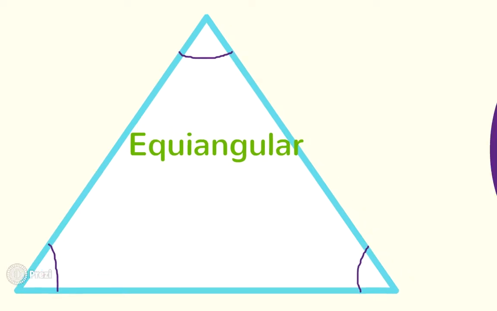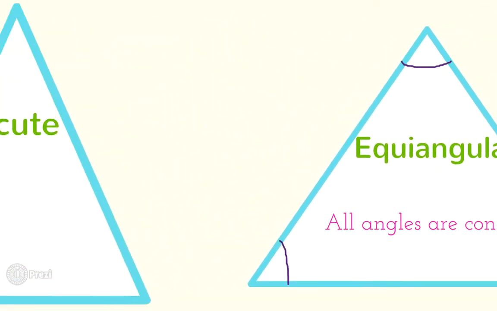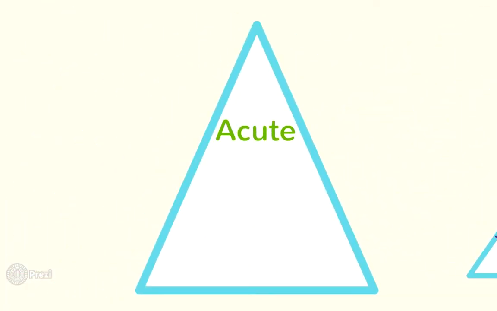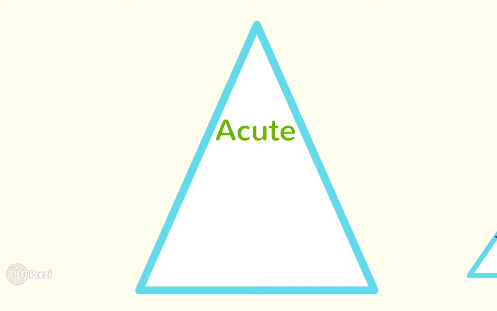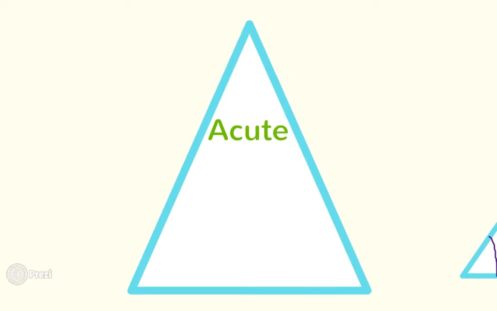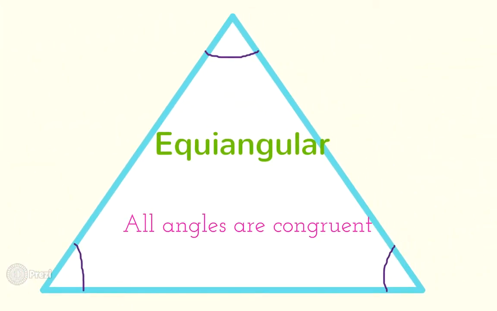Now, is every acute triangle an equiangular triangle? You guys are so smart. No, it's not, because although their angles are acute, they might not always be congruent. So all equiangular triangles are acute triangles, but not all acute triangles are equiangular triangles. So be careful, be careful.